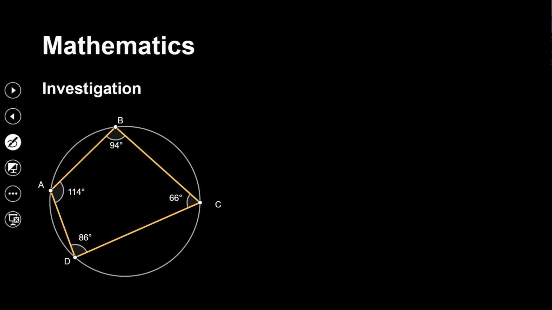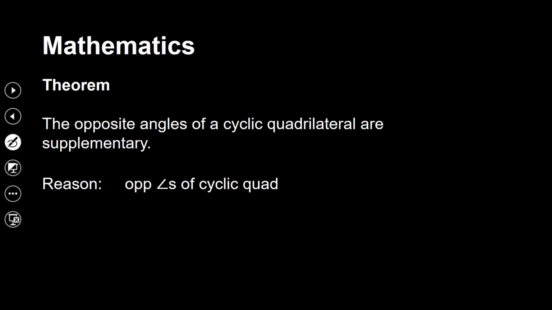Right, with our investigation, remember we saw that if I add the 94 degrees plus the 86 degrees, if you are not so good in terms of your mental math, just quickly press your calculator. You will see that this will be 180 degrees. Similarly, with 104 degrees plus 66 degrees, this will definitely be equal to 180 degrees. That's what the theorem is actually saying to us.